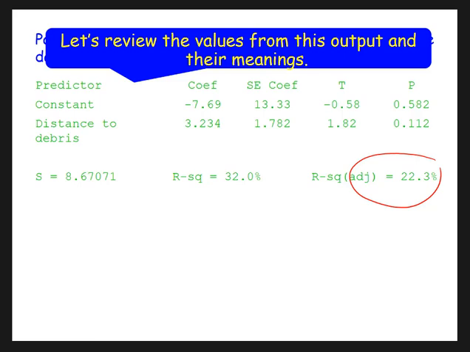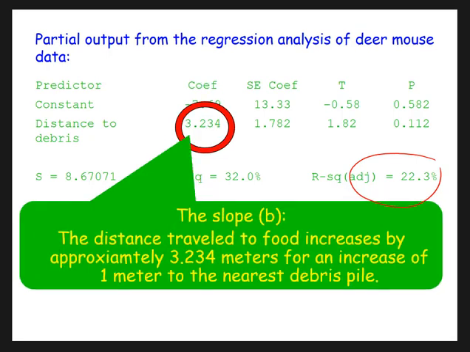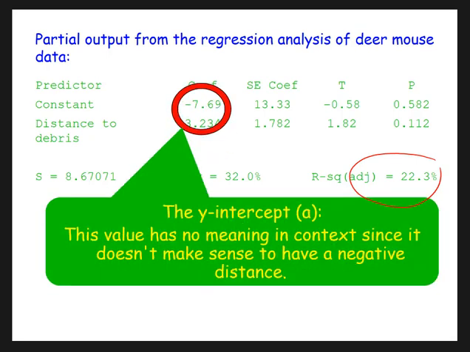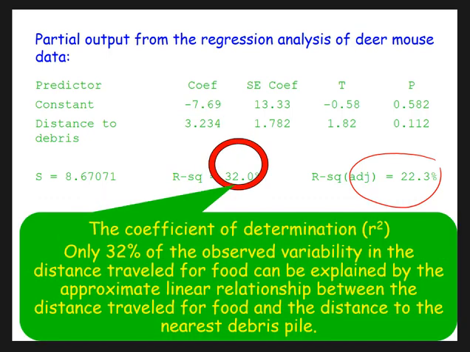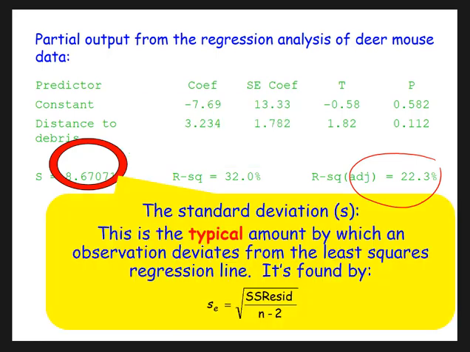So let's view the values from this output and their meaning. That's our slope again. That is the y-intercept again. This is our slope. That is the coefficient of determination. So 32% of the observed variability in the distance that the mouse will travel for food is predicted by this linear relationship. What does that number represent? S. This is the standard deviation, S. It's the typical amount by which any observed value deviates from the least squares regression line.